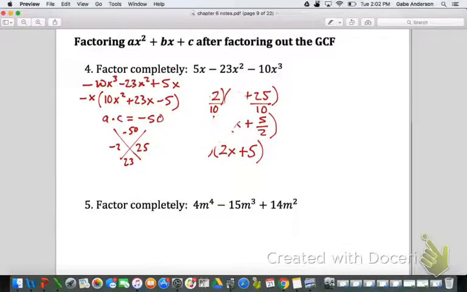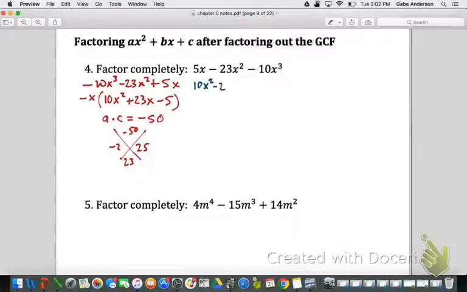Here is split the b. If I'm going to do that, it'll look a little different, but the start is the same. I forgot my negative x on that last one. I totally spaced that out. I'll fix that on this one. So just dealing with the 10x squared plus 23x minus 5, splitting the b, I'd get 10x squared minus 2x plus 25x minus 5, again acknowledging that the negative x really is still there.